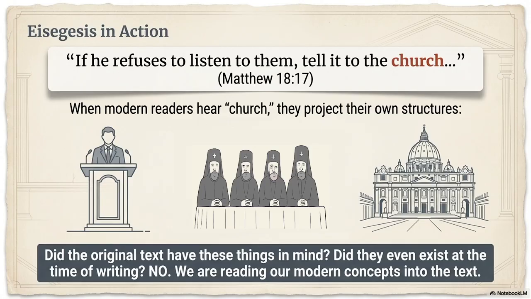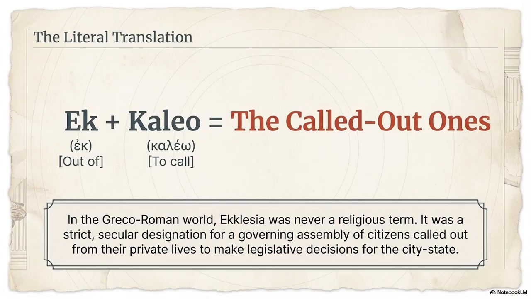Okay, so building on the danger of reading our modern ideas into ancient texts, let's shift to the actual word that gets translated as church in that passage. The Greek word ekklesia. So if we use exegesis, if we actually draw the meaning out of the historical context, what did this word mean to a first-century person? Let's start with the etymology from the slides. The word breaks down into two Greek parts. Ek, which means out of, and kaleo, which means to call. So together, it literally translates to the called out ones.